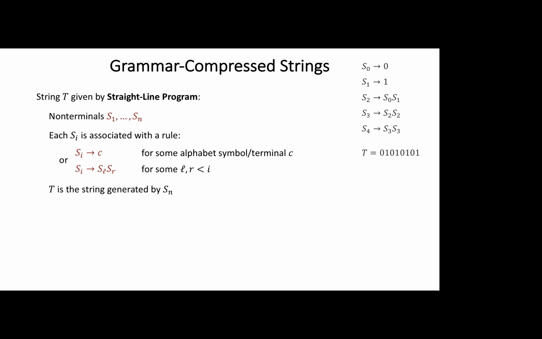Right. So what is it? Grammar compressed strings? I mean, you all will know much more about this than me. An example of this is in the top right. So here you compress a string to a straight line program. Let's say we are given non-terminals S1 through Sn. And for each non-terminal, we have one of the rules. Either the non-terminal maps to a terminal or alphabet symbol C, or the non-terminal maps to SL, SR, where L and R are smaller indices. And this means that the text represented by SI is the text represented by SL, followed by the text represented by SR. And then the string that we actually want to represent is the string generated by the last non-terminal. So here you see an example that generates the string 01010101.